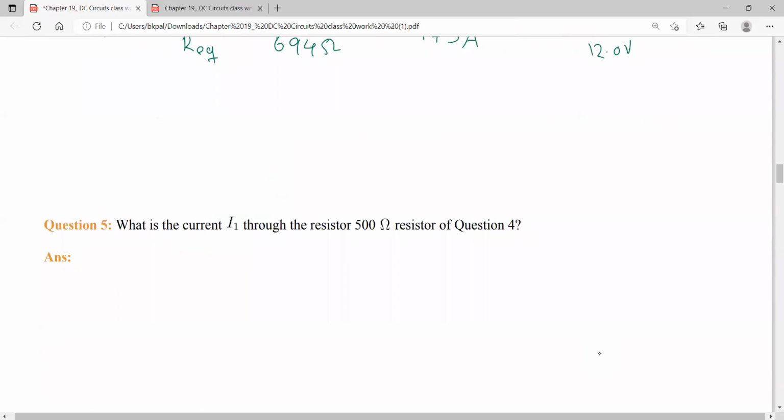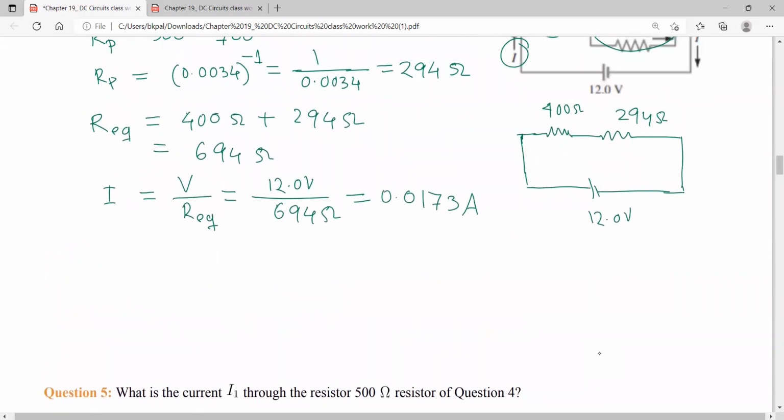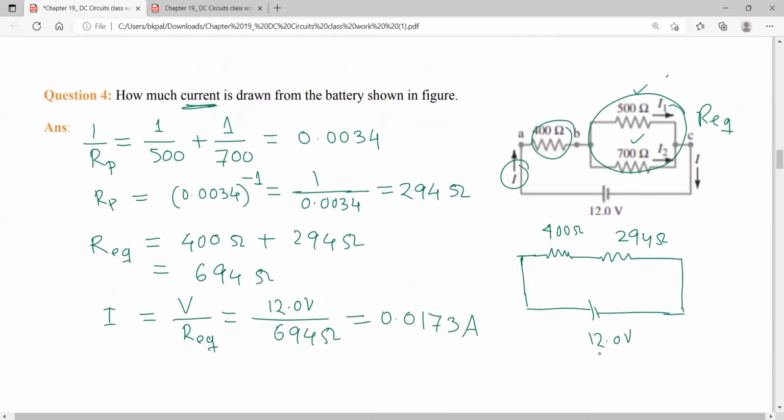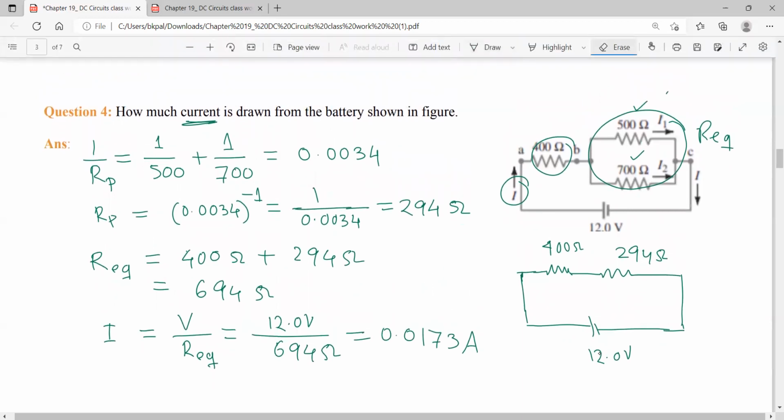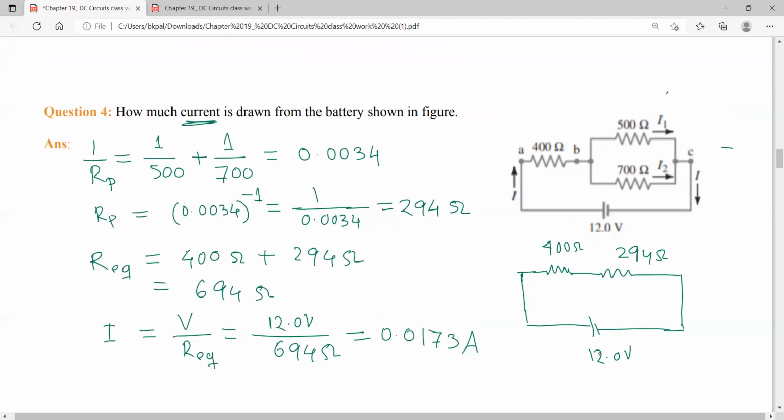Okay, now it asks what is the current I1 through the 500 ohm resistor of question 4. The current I we just calculated flows through these resistors. After this resistor, it divides into two parts. One part goes in this direction, and one part goes in this direction. So I1 and I2 will be different.